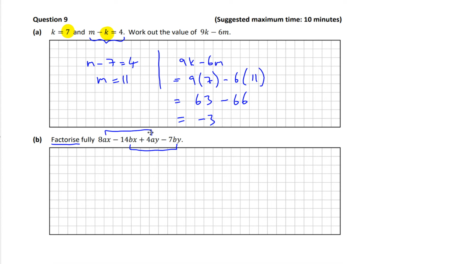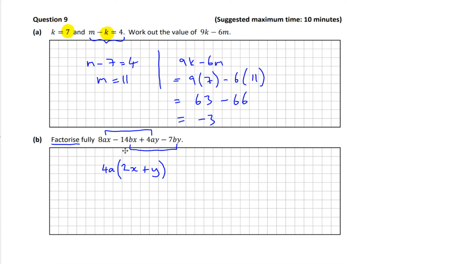But when I do these 2 terms here, the first and the third, I notice that 8ax and 4ay, the highest common factor there is 4a. And if I factorize 4a from 8ax, that leaves me with 2x. And 4a from 4ay leaves me with plus y. Okay, so now I can look at this pair here, minus 14bx minus 7by.